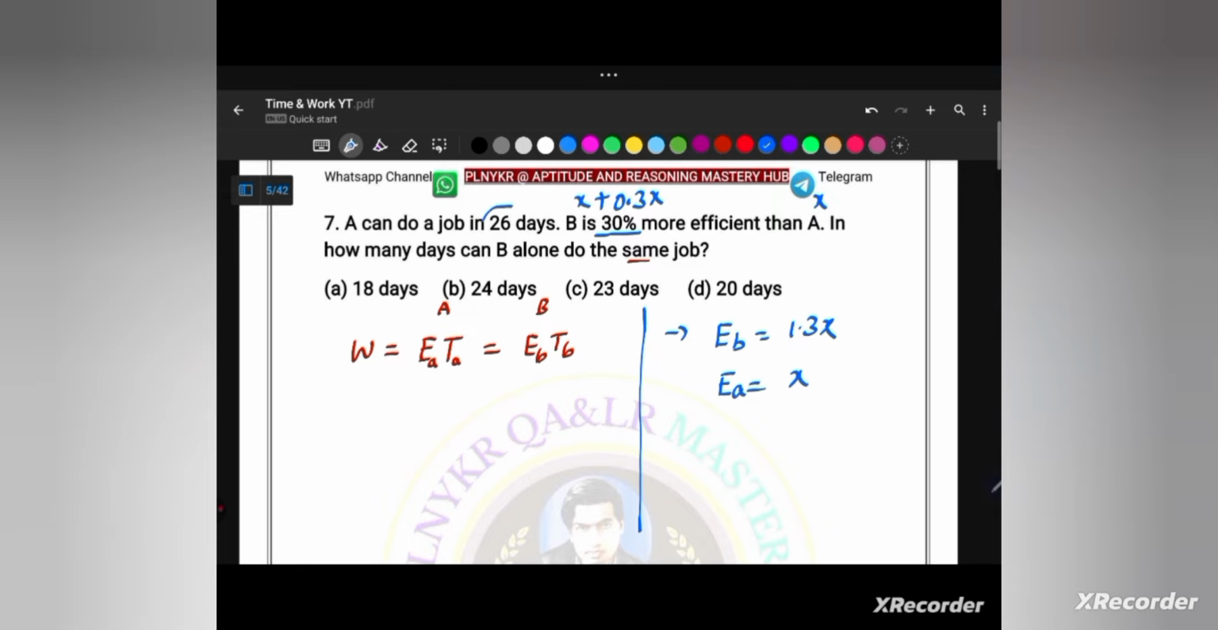Now the time taken by A is given, it is 26. So we will be solving the equation. Efficiency of A will be taken as X, whereas the time taken by A is 26 in the question. Efficiency of B is clearly 1.3x. Now we need to find the time taken by B. X will be getting cancelled on both sides. So it will be 26 by 1.3, which means the time taken will be equal to 20, because simply 26 by 1.3 is 20. So you can mark option D.